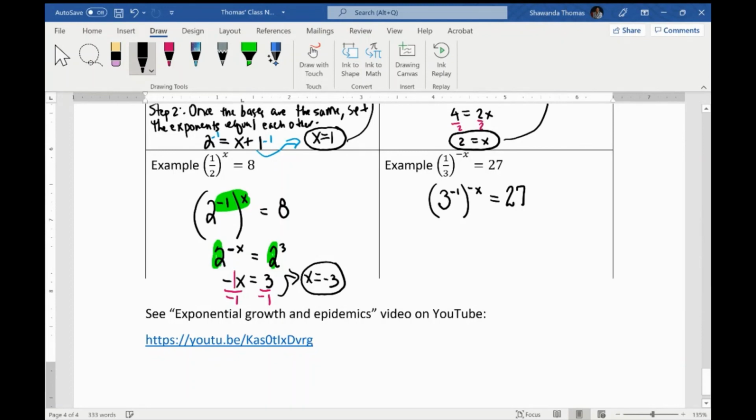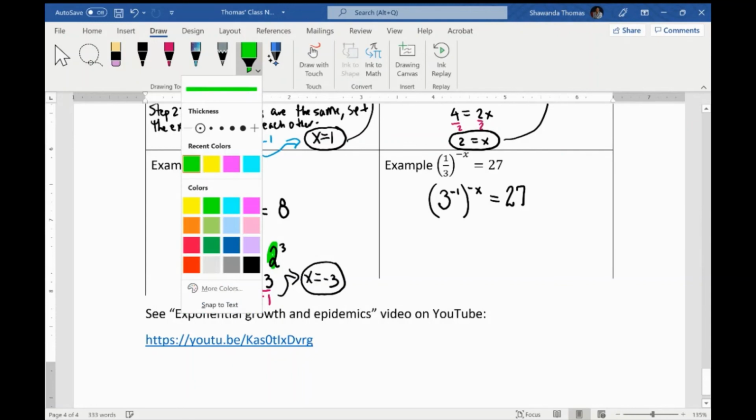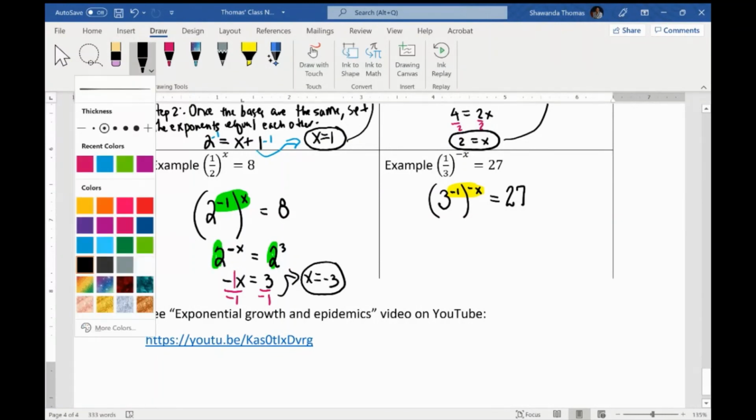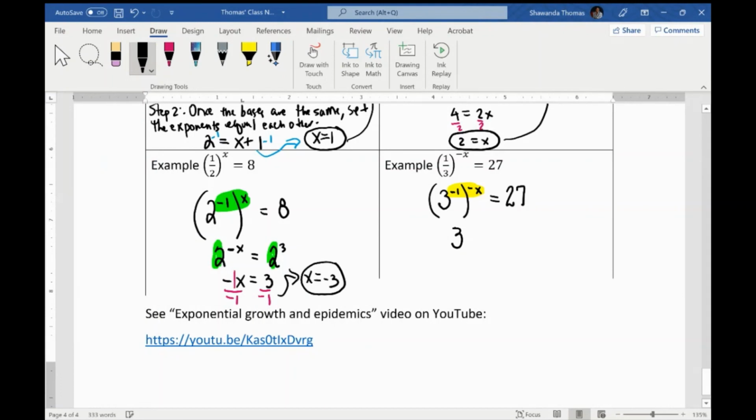All right. And then again, what's the rule with the exponents? We can do what to the exponents here? You can multiply them. So what is -1 times -x? x. All right. And 27 is 3 to the third. So simply x equals 3.